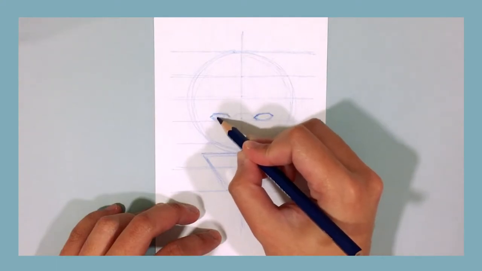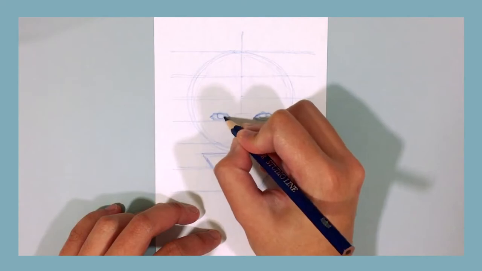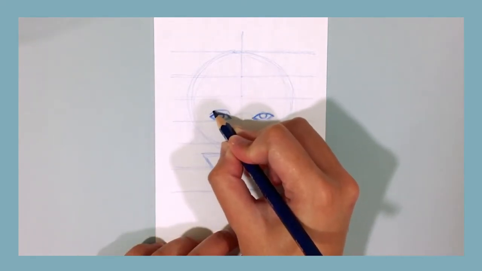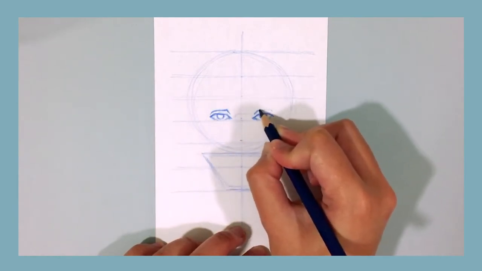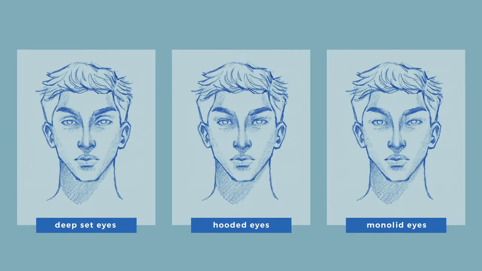Then we're going to draw circles for the pupils, and then draw two lines above the eyes, which basically mimics the top curve of the eyes. This represents the eyelid, and with this you can draw it closer to the eyes or further from the eyes to create either deep-set eyes or hooded eyes, or you could choose not to draw it at all for monolid eyes.